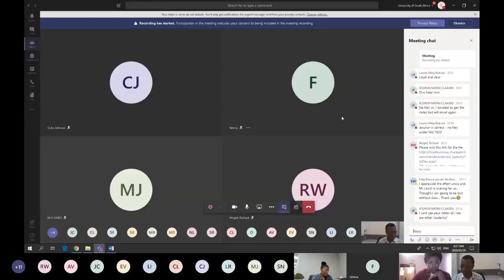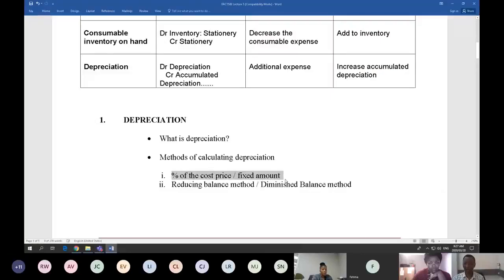So you need to go to the actual question paper and see what is the cost price of the asset. Look for the rate of depreciation, which may be 5% or 10% or 12% or 20%. And you take that amount and you calculate that on the cost price of the asset. And that will give you the calculation for depreciation. It's a fixed percentage on the cost price of the asset.